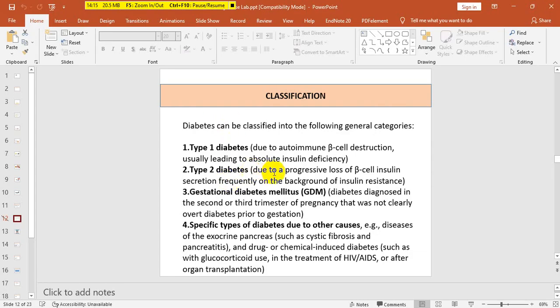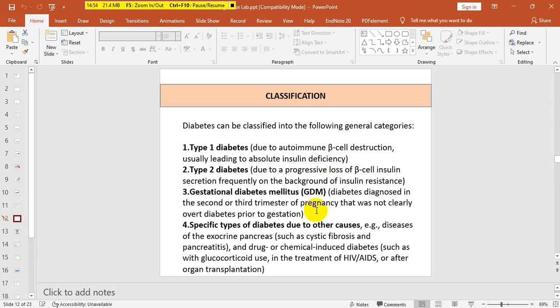We have type 2 diabetes. This is an adult onset diabetes. It's for those who are older, like from 40 years going, 35 years going, due to a progressive loss of beta cell insulin secretion, frequently on the background of insulin resistance. So when there is resistance to insulin, the person is producing insulin alright, but the insulin is not able to mobilize glucose into the liver and the body cells, adipose tissues, the muscles. Insulin is being produced in normal quantity, but it's being resisted. It's not able to do its work.